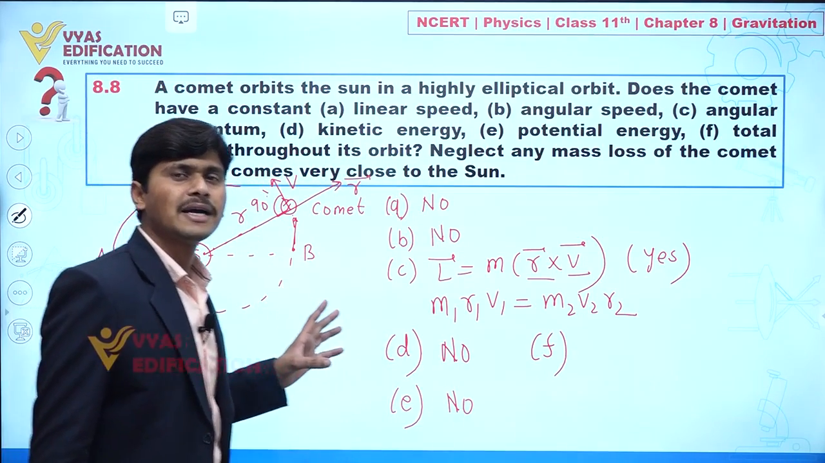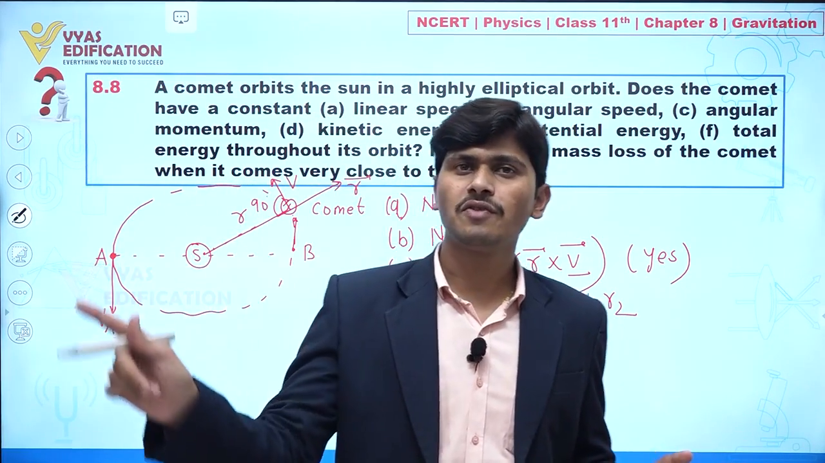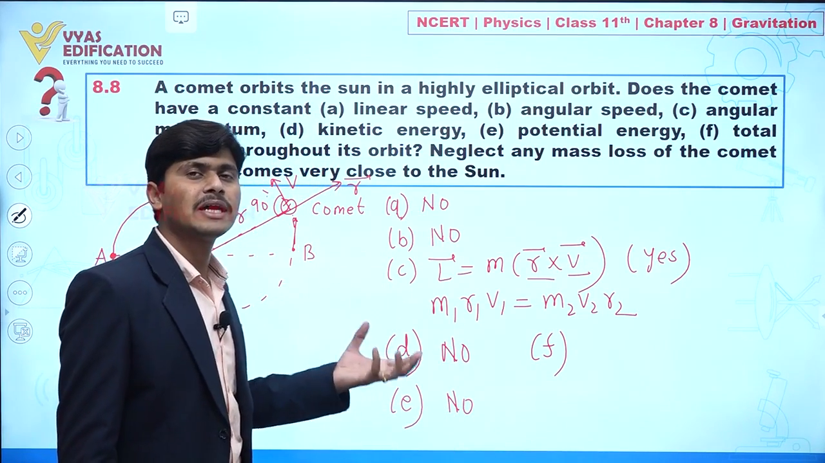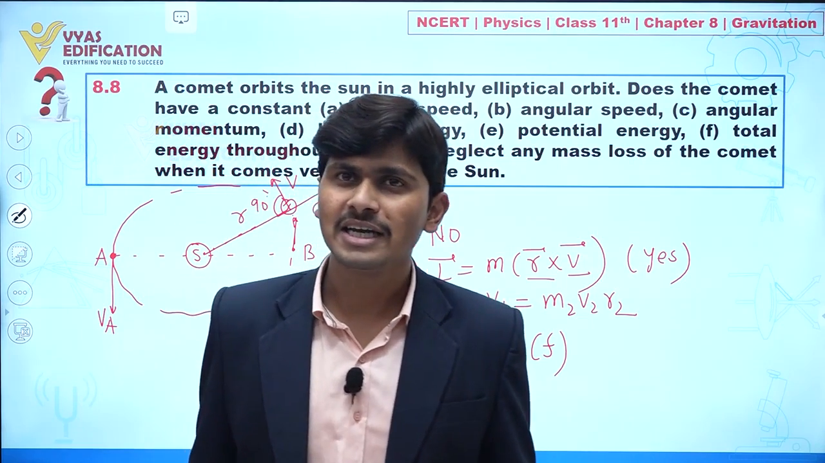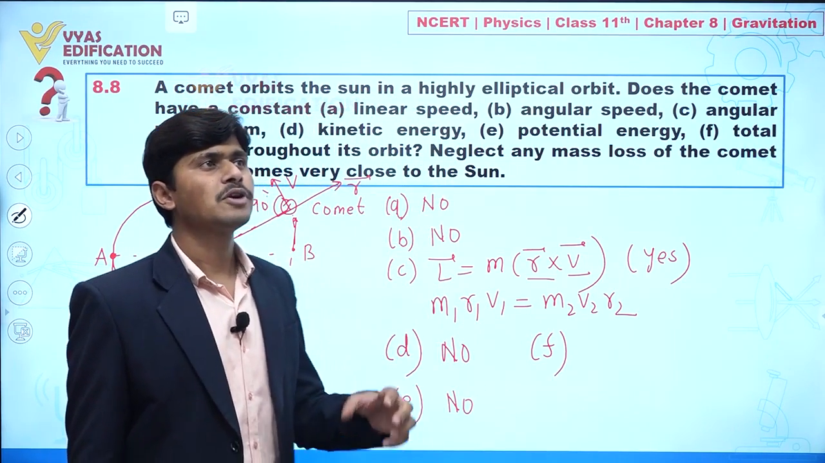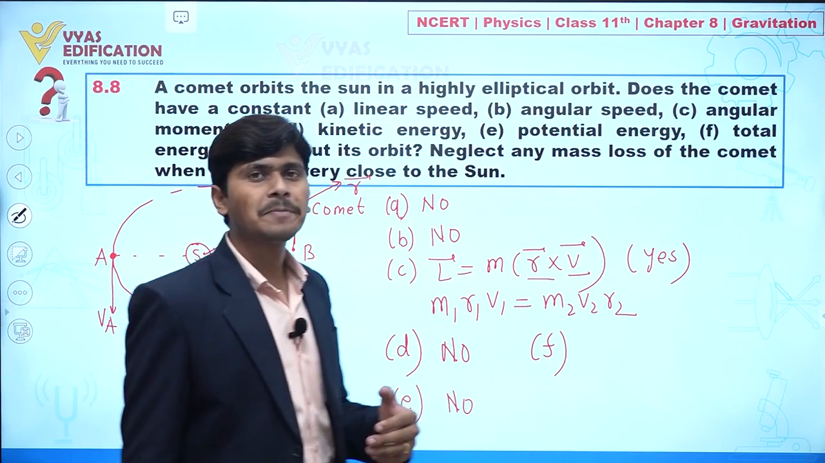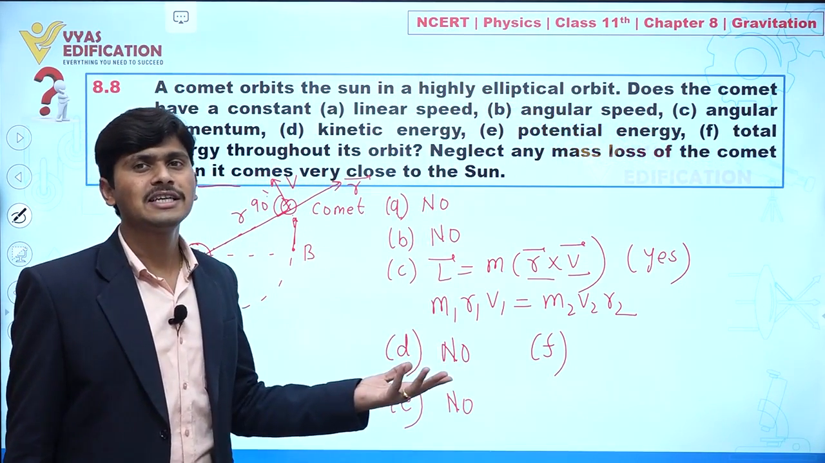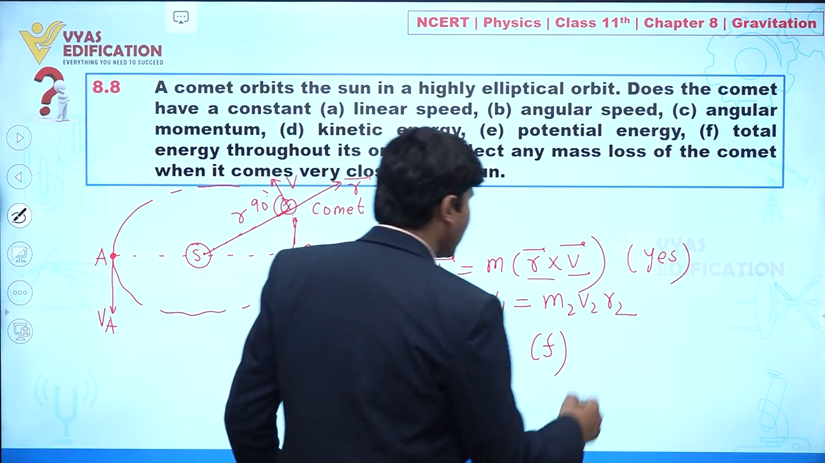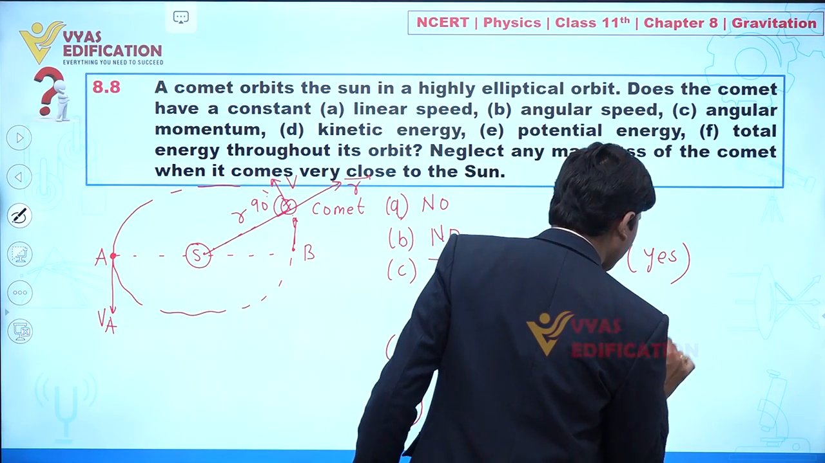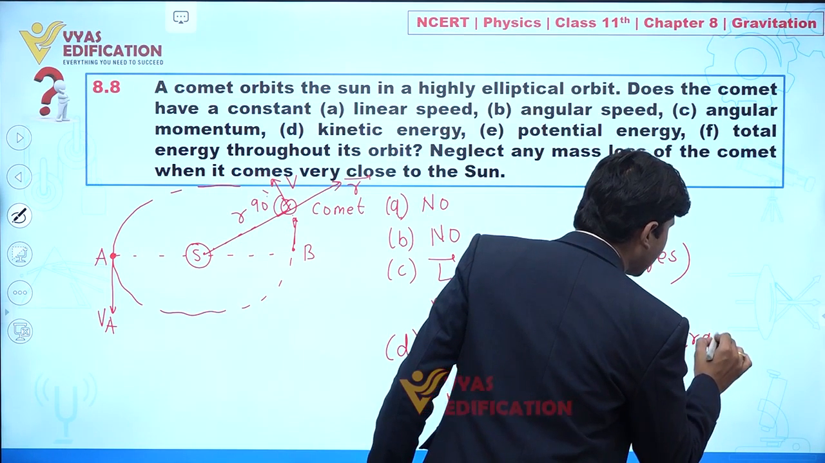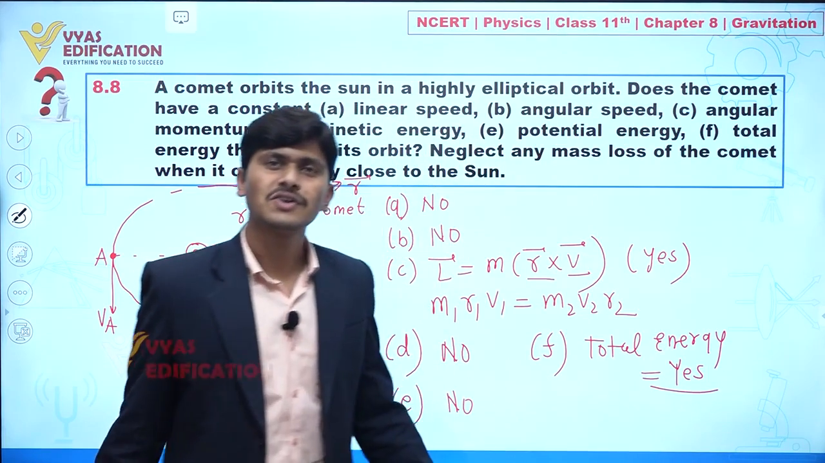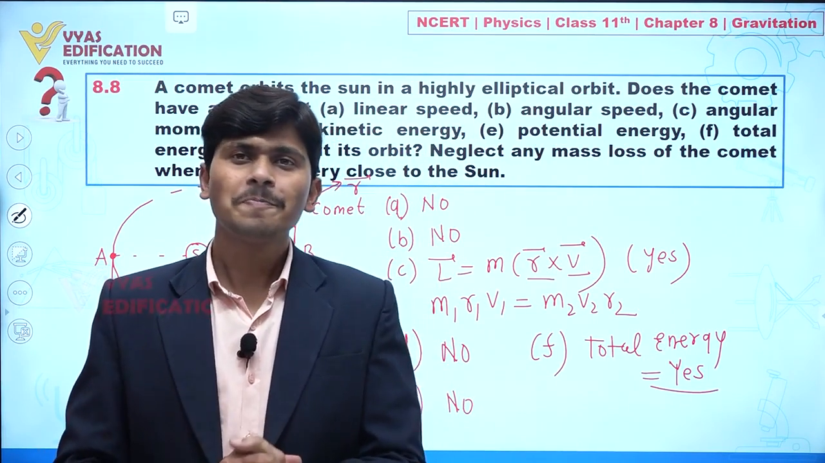Always keep in mind, whenever a comet is revolving around the sun, total energy is given by the sum of kinetic energy and potential energy. When potential energy decreases, at the same time kinetic energy increases, or when kinetic energy decreases, potential energy increases. It means total energy always remains constant. So this is all about this question.